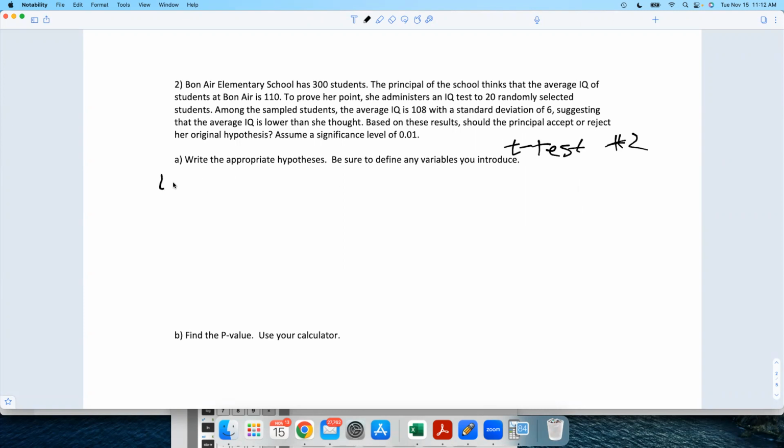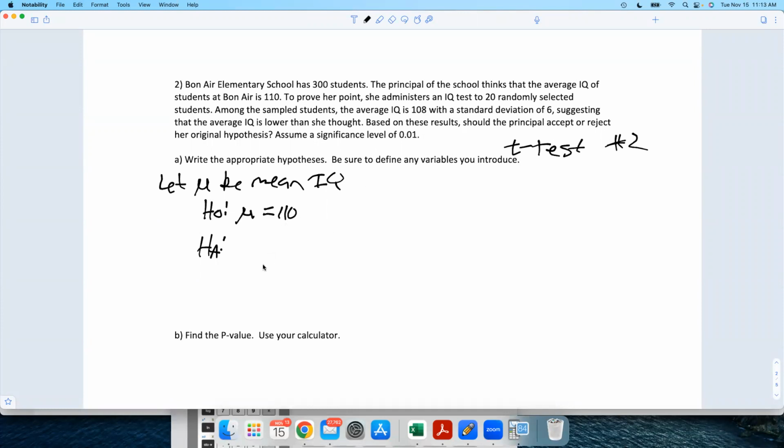First thing we have to do is define our variable. What is it we're trying to measure? Let mu be the mean. What are we talking about here? IQ. We write our hypotheses. So she thought her mean IQ at her school was 110. So mu equals 110. That's an equals there. Let me fix that. That looked like a not equal.